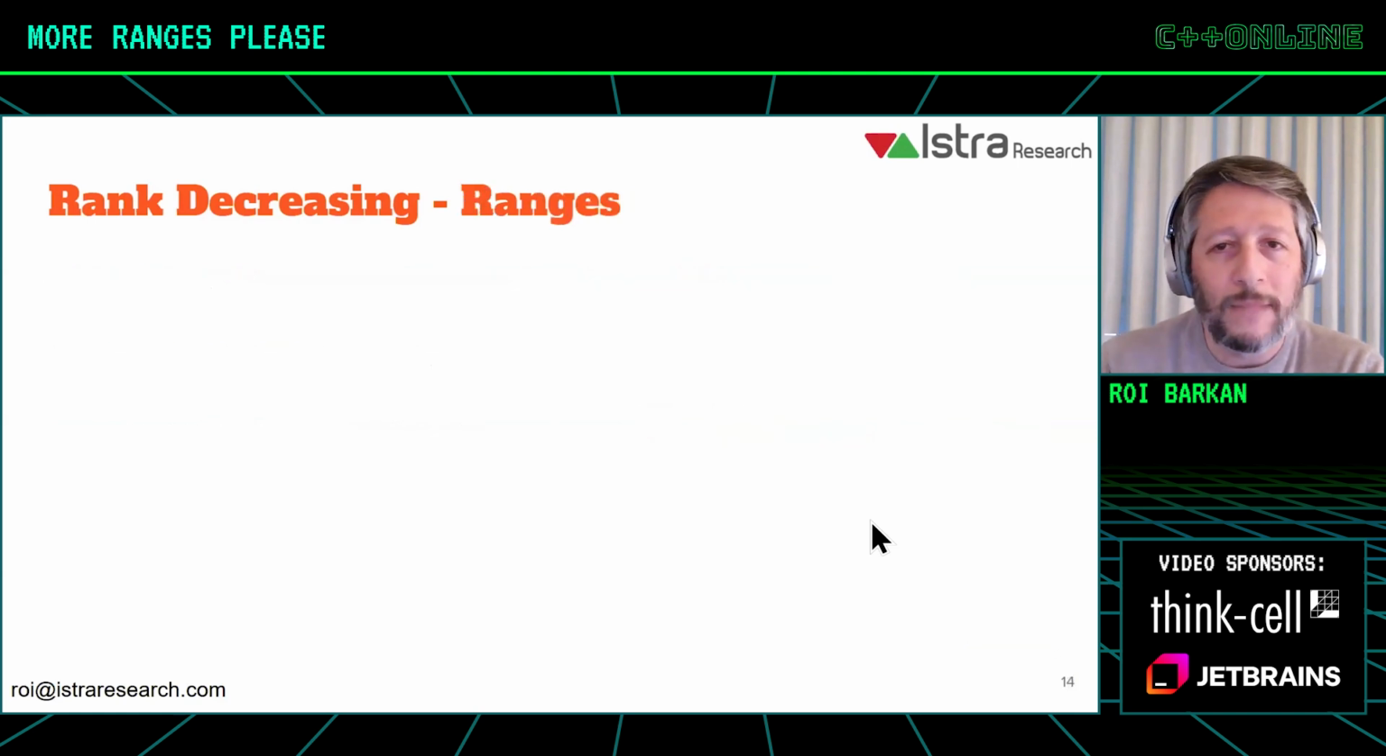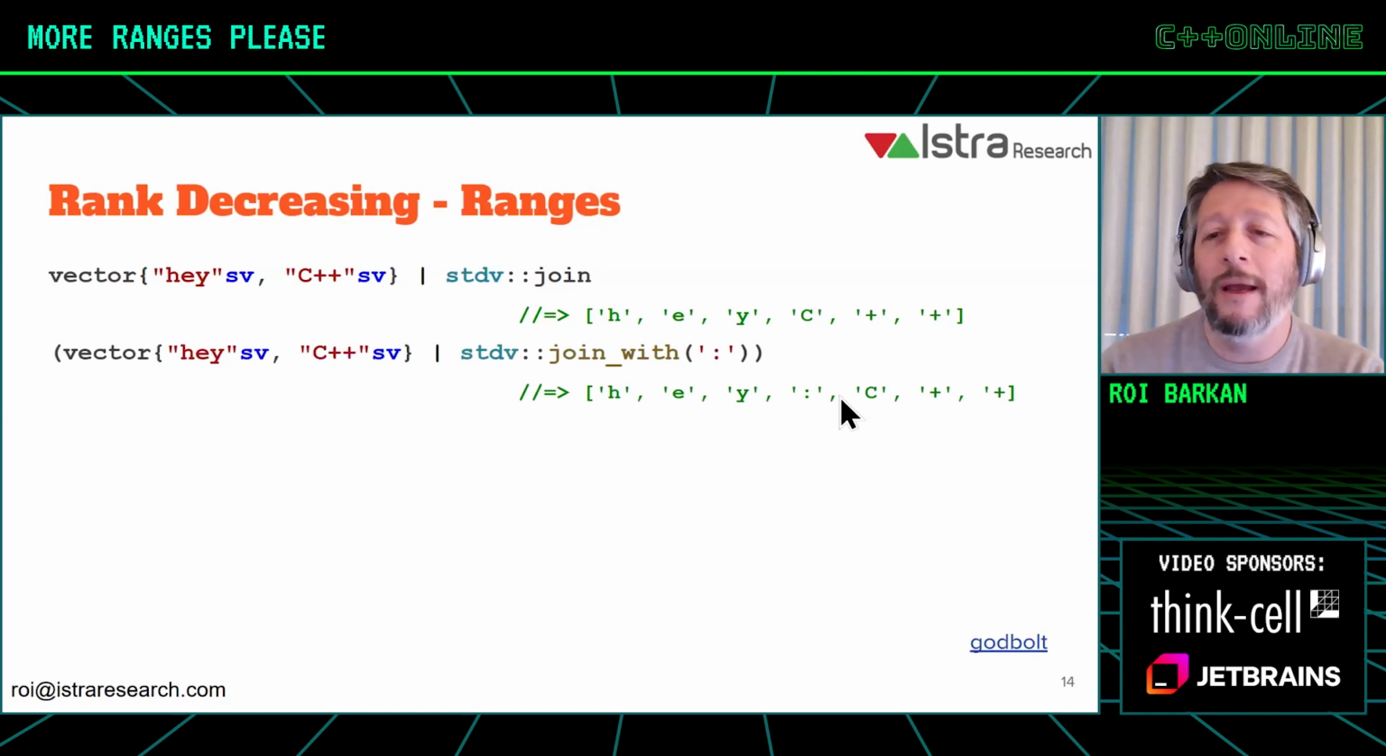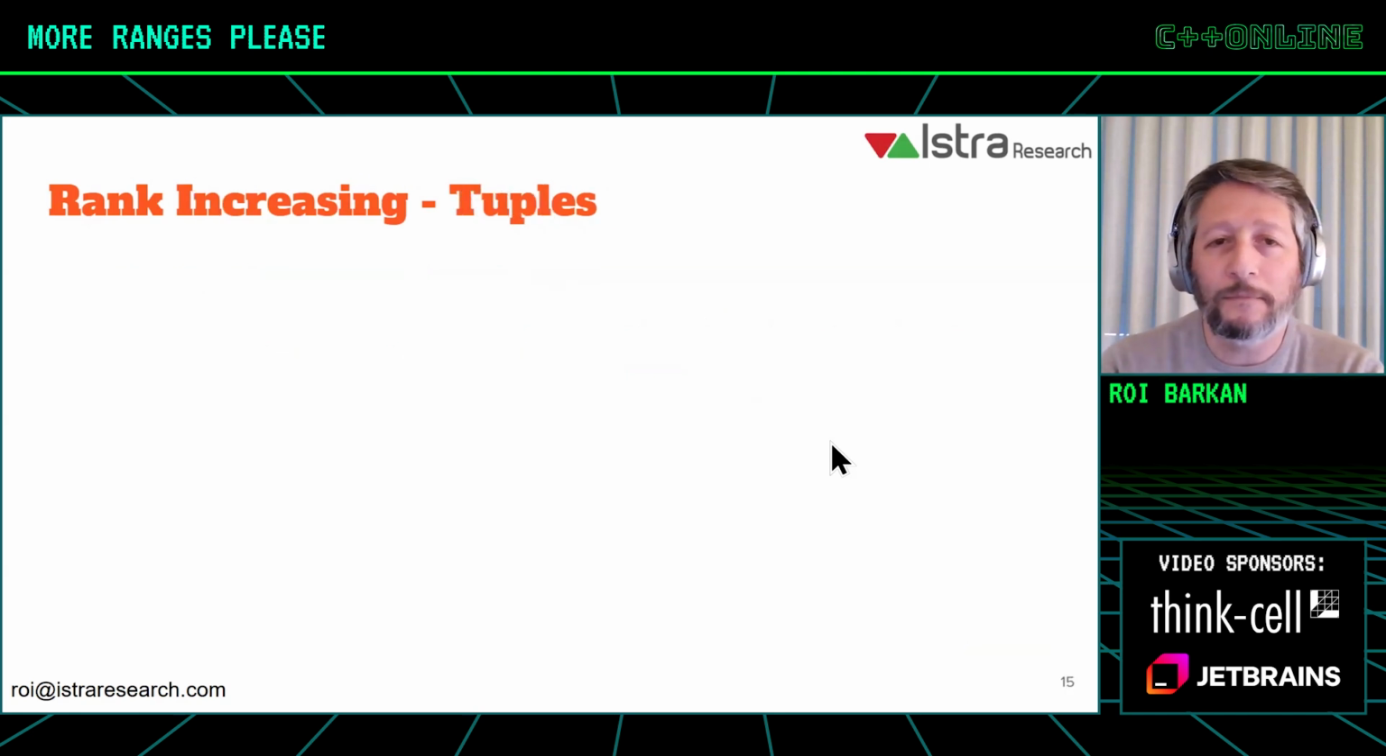Okay. Then we have the range decreasing versions based on ranges of ranges and not ranges of tuples. So std::views::join is the typical one. I can get several ranges and just concatenate them into a single one. So here I took 2 string views and converted them into one flat range of characters. And then there's join_with to add a delimiter.